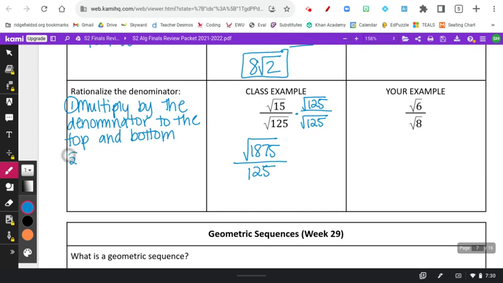Step 2, we are going to simplify. So notice my number on top, 1875. I need to find a perfect square that goes into that. My instincts tell me 25 is probably going to work. So I can give that a try. 25 times 75. Square root of 25 is 5, so that comes on the outside.